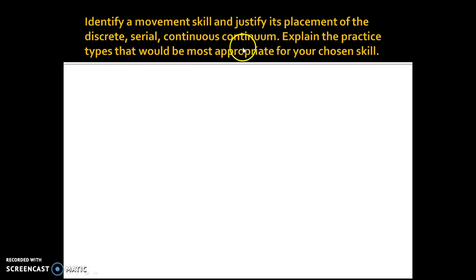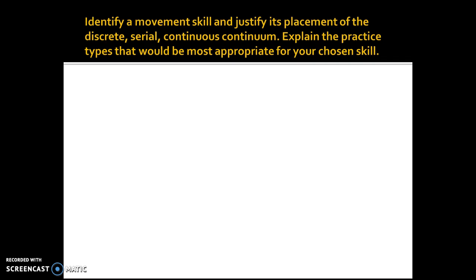Now, I'm going to ask you to use triple jump, okay? Triple jump, and then work out which one of those it is. And then what it says is explain the practice types that will be most appropriate for your chosen skill. So then what we have to do is try and think of all the practice types you've used this year and think about which ones will be suited, and why, to that particular type of skill.